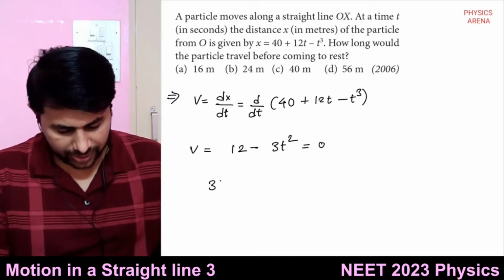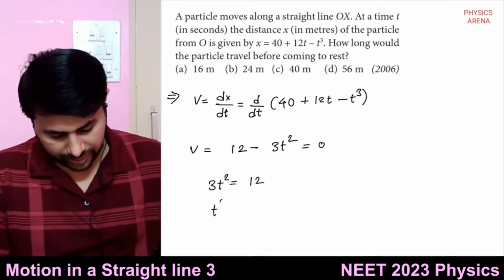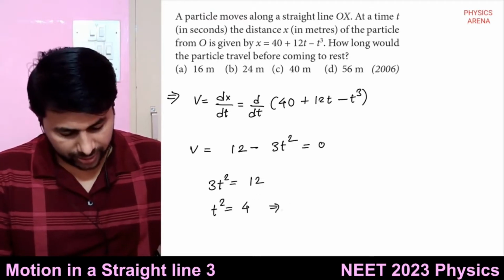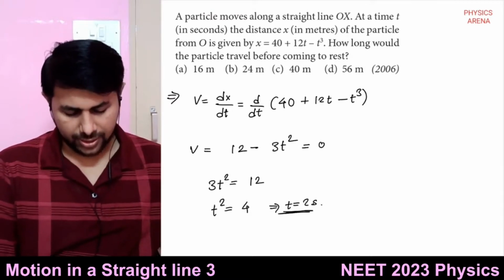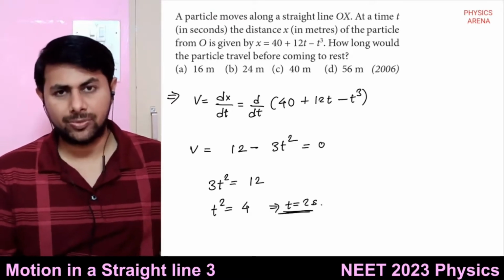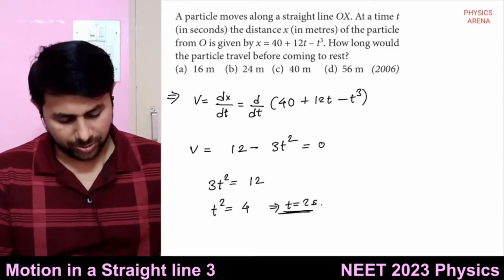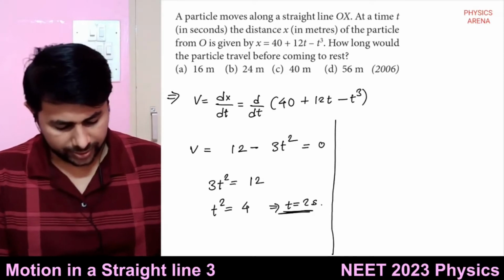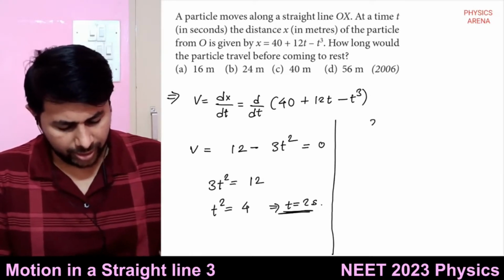That means 3t square is equal to 12 and t square is equal to 12 divided by 3, which is 4. So t equals 2 seconds. Okay, so how do we find the change in position? It is final position minus the initial position. So we have got the time and the formula for position.